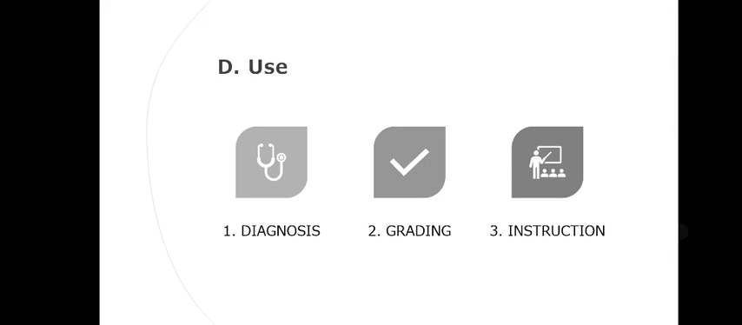D. Use. The final stage of implementing assessment is how the evaluations are used. The use of test scores and other information is closely tied to the decisions teachers must make to provide effective instruction, to the purposes of assessment, and to the need of students and parents. These decisions depend on when they are made. They can be categorized into three major classroom uses: diagnosis, grading, and instruction. Number one, diagnosis.